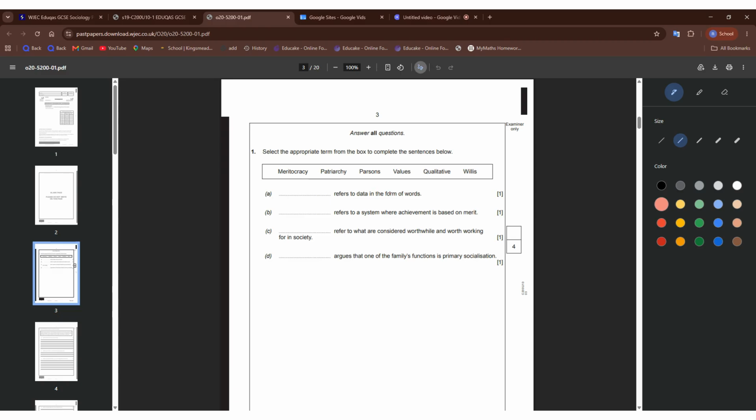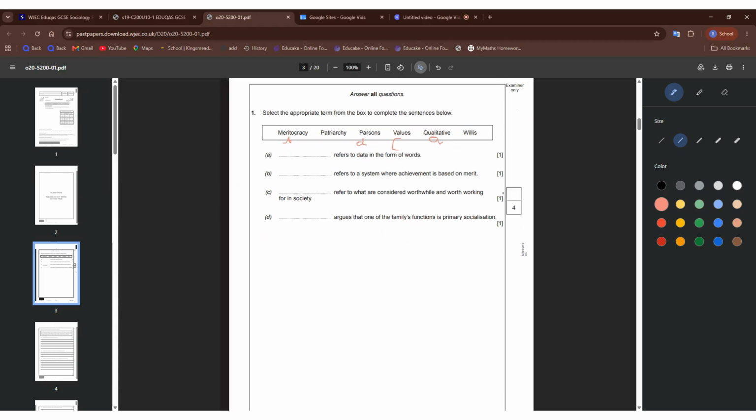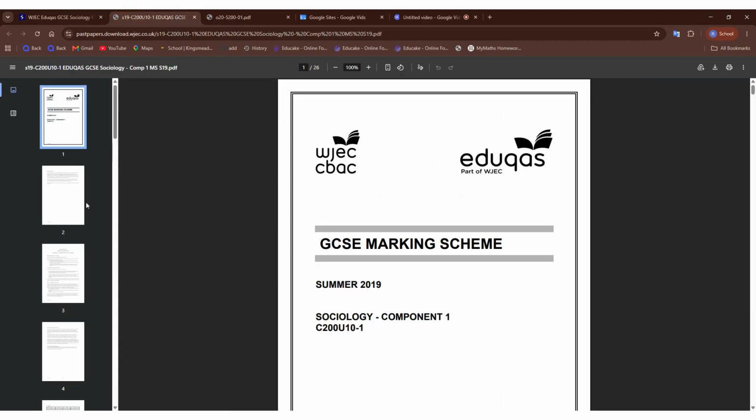Refers to data in the form of words. Because it's weird writing with this, I'm just going to circle and put an A here. That's A. Refers to a system where achievement is based on merit: this is meritocracy. Refers to what is considered worthwhile and worth working for in society: that is values, and that is supposed to be a C. Argues that one of the family's functions is primary socialization: that is Parsons.